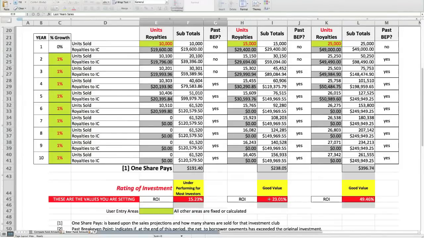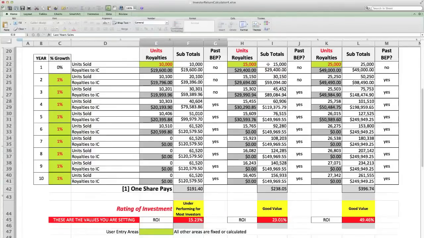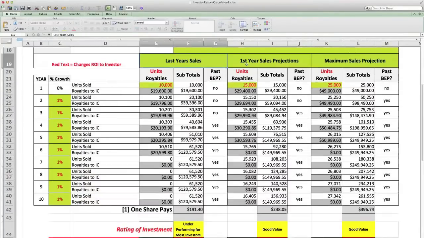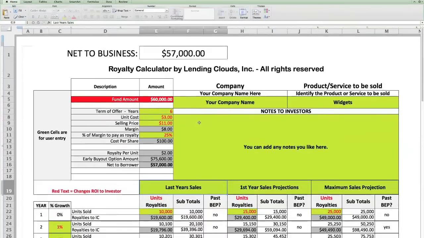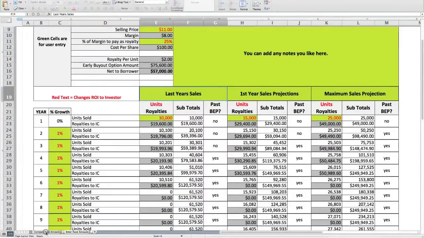That's a reasonable risk for someone to take. And then you've got to basically convince them that this money is going to help you generate 50% more sales. All right, so that's it for that. Let's go to our compute fund amount.